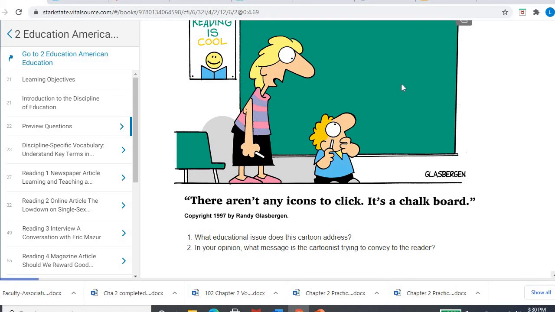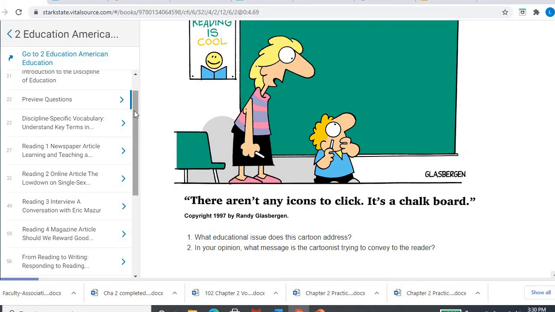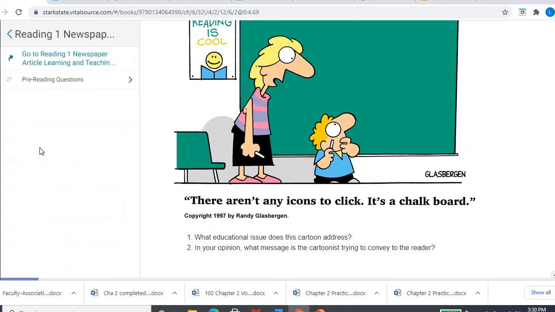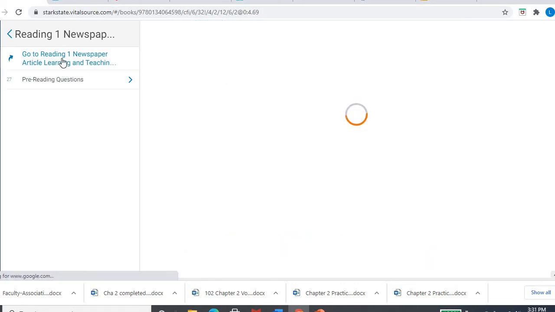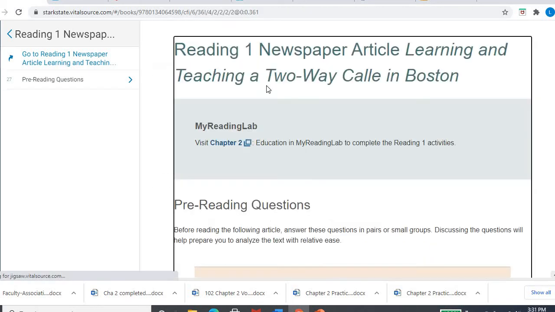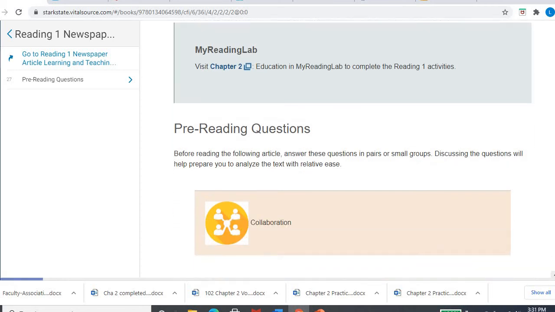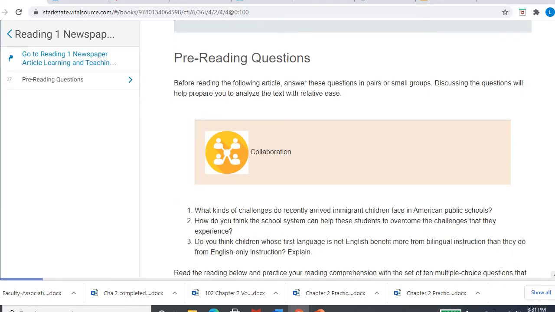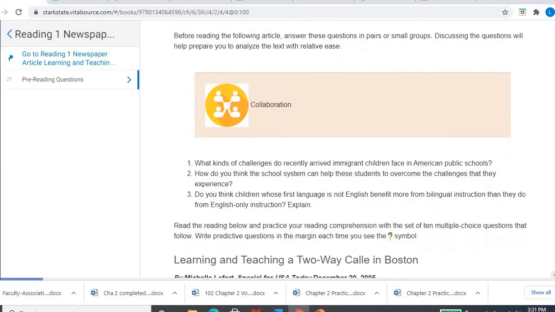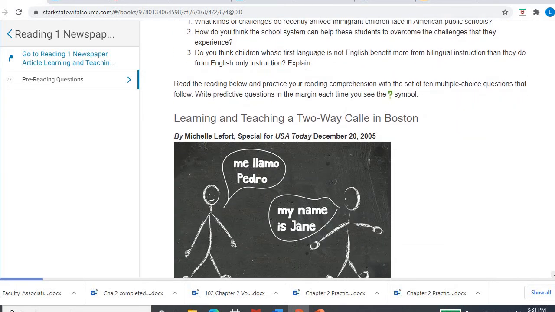And again, normally in class, I would be doing this with you, but because of our online situation, I'm just going to direct you where you're going to go. Part A says you're going to read Learning and Teaching a Two-Way Call in Boston. So if you look at your table of contents over here, it's going to be reading number 1. So I'm going to click on that, and I'm going to click on it again so it takes me to the actual article. And there are some pre-reading questions, and these are things I would usually ask 1 or 2 of in class just to get warmed up. And then here's the actual article.